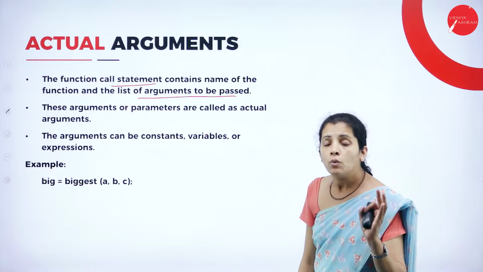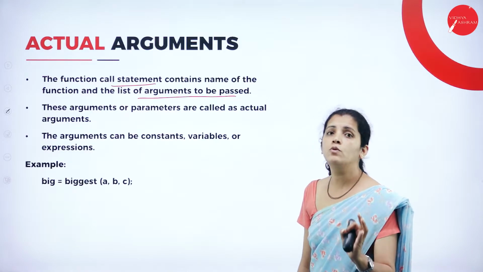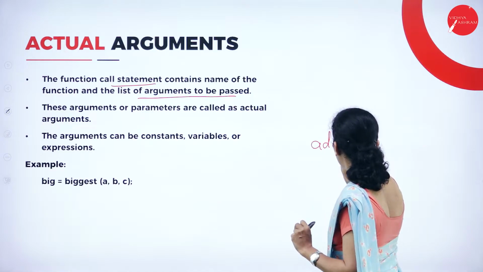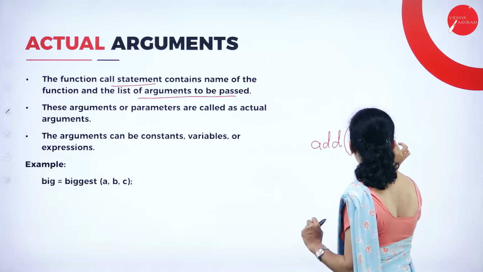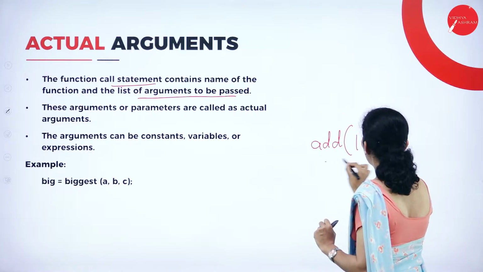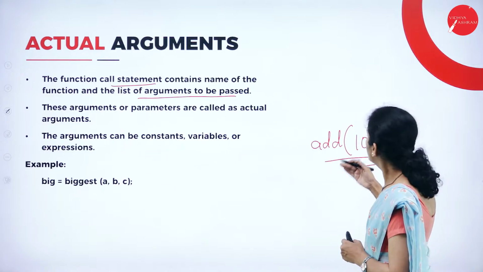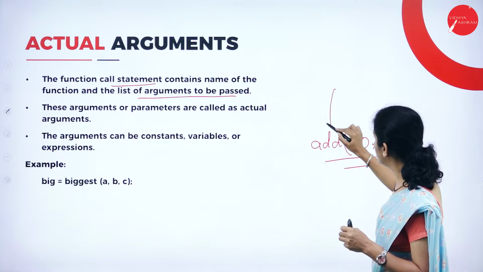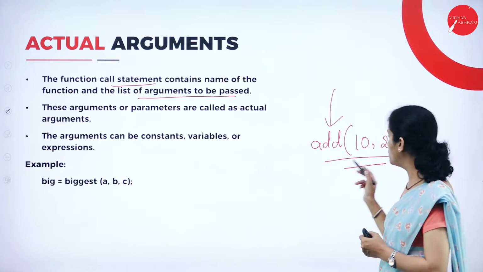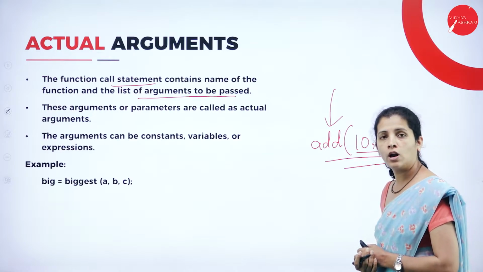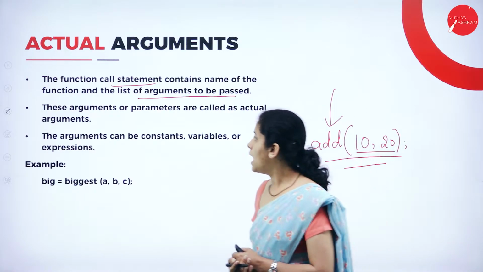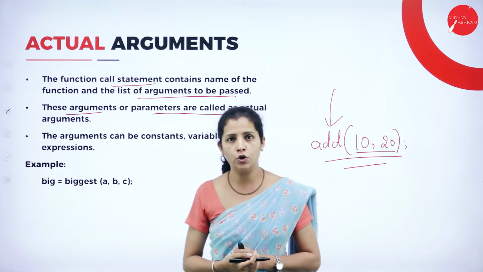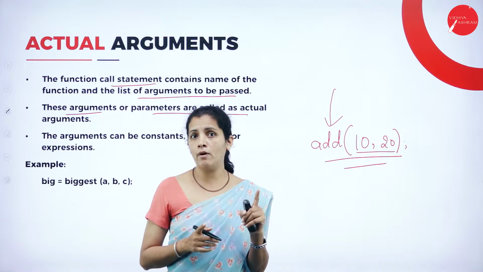That means what is function call here? That means I'm going to call a function. How? For example, add, and if I pass 10, 20, then it is known as function call. When I call the function, that contains the name of the function, so this is the name of the function, along with that I'm going to pass the argument or I'm going to pass the value, and these arguments or parameters are called actual arguments. So what is my first type of argument?